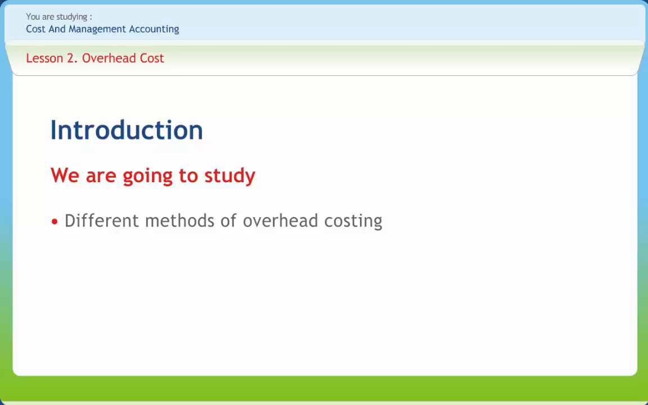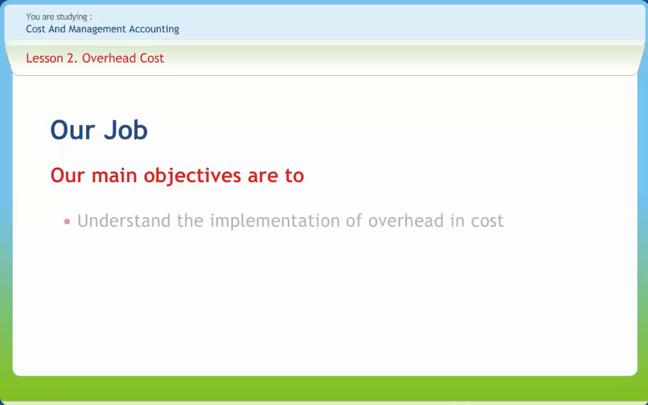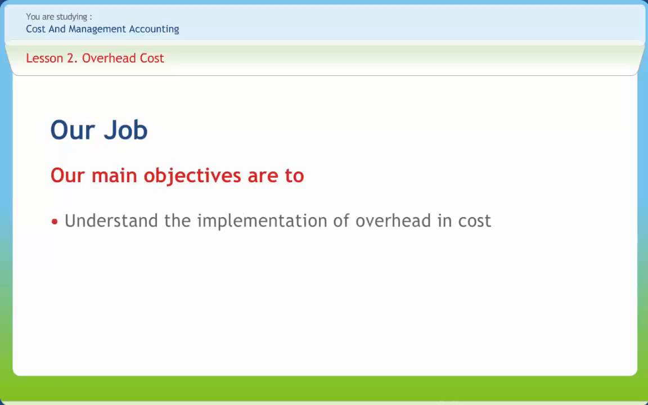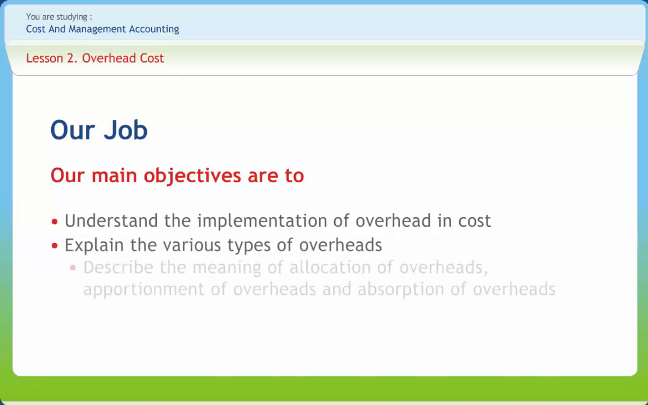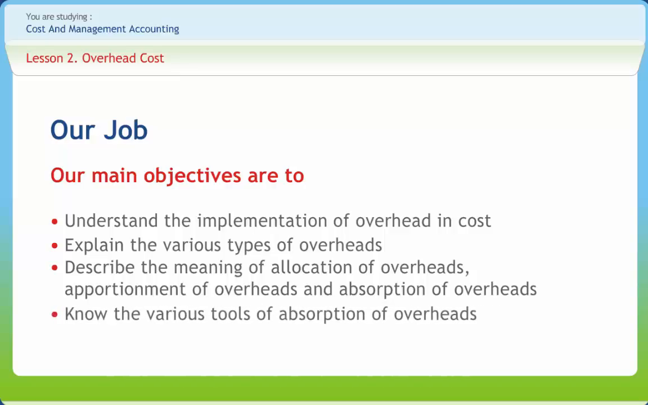This lesson discusses different methods of overhead costing. It follows from the previous slide that after studying this lesson, you should be able to understand the implementation of overhead cost, explain the various types of overheads, describe the meaning of allocation of overheads, apportionment of overheads and absorption of overheads, and know the various tools of absorption of overheads.